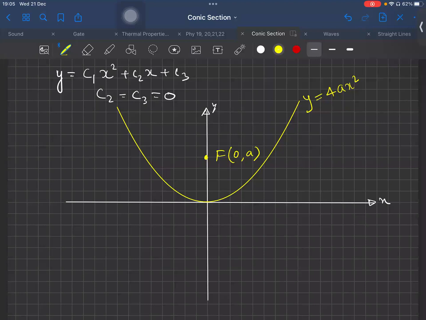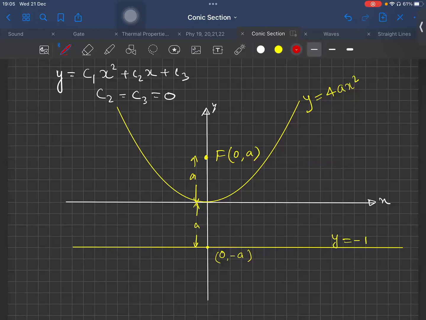And where will the directrix be? The directrix will be here. It will pass through 0, minus a. So y is equal to minus a is the directrix of this parabola, so that this distance is a, and this distance is also a.